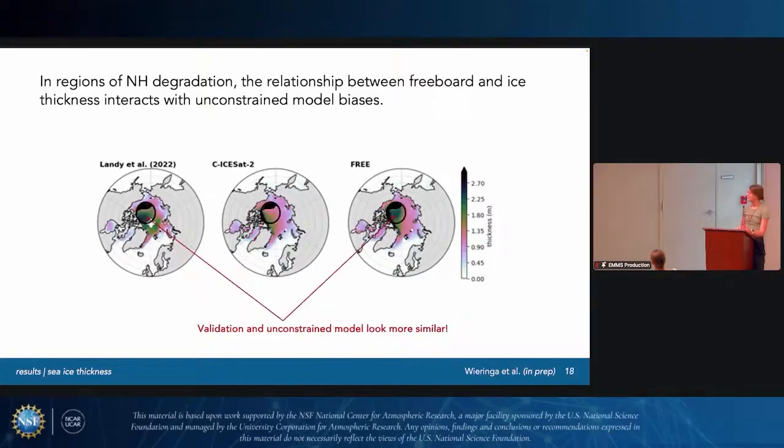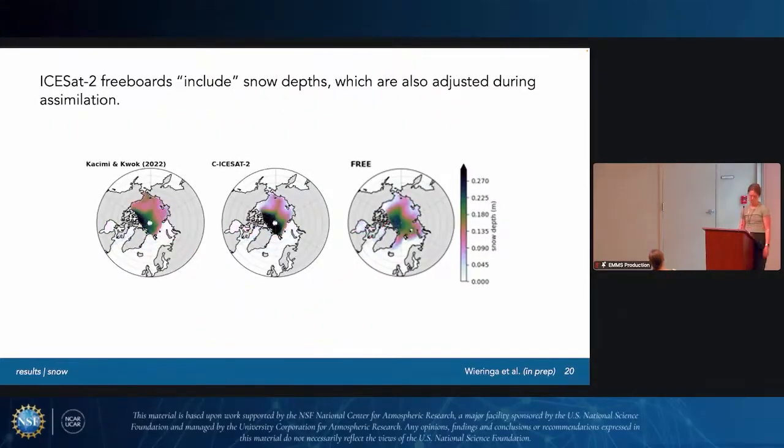But if we look at the other side of this region, it's actually the validation and the unconstrained model that look most similar, largely due to the fact that the assimilation appears to have thinned ice in the constrained estimate in this region. Which is a what-the-heck moment. Why would they do that, especially given that the validation data and the model already agree in this region? And that, I think, has a lot to do with how we represent freeboard in our data assimilation framework and how that influences snow estimates in the model.